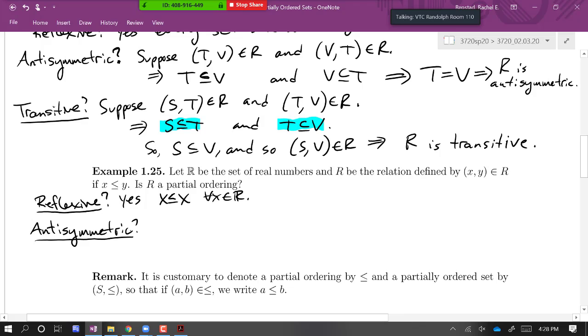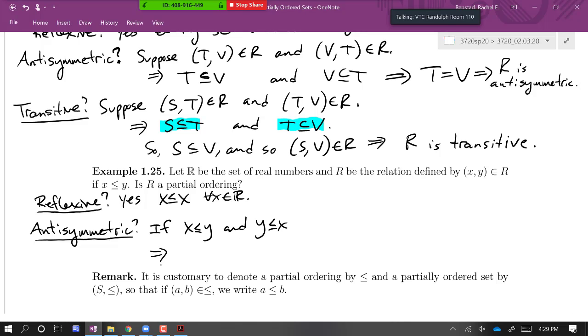Antisymmetry. So with antisymmetry, we suppose we have a relation going both ways. Like we have a couple of elements, x and y. So if x is related to y, meaning x is less than or equal to y, and y is related to x, and y is less than or equal to x, what does that mean? It means y equals x.